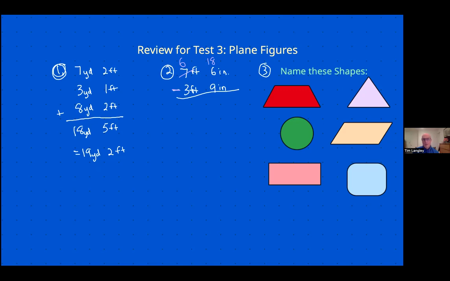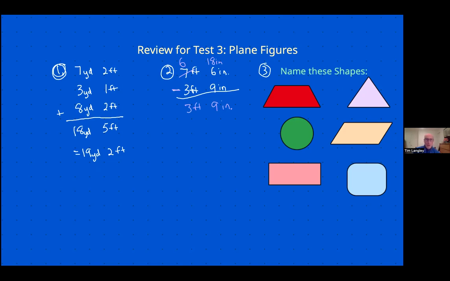Now 9 inches from 18 inches, I'm just going to write IN here at the top. Gives me 9 inches left. And then three from six gives me 3 feet, 9 inches. And there I am, 3 feet, 9 inches left.